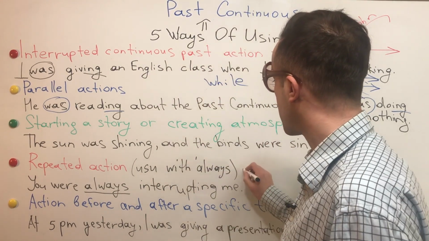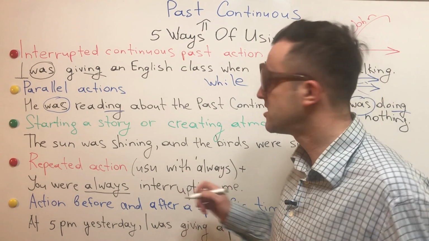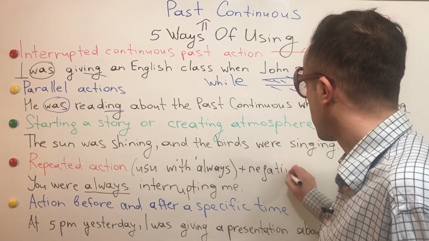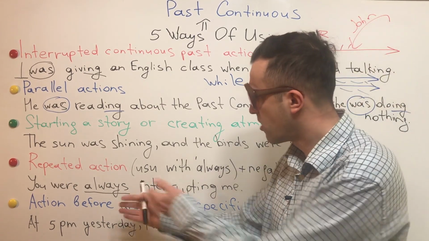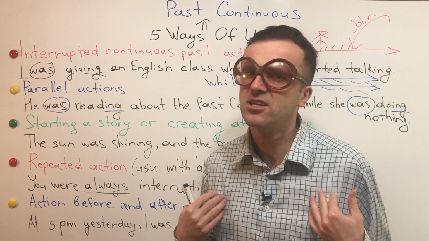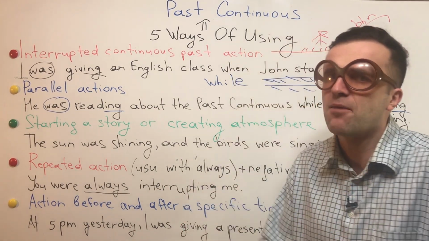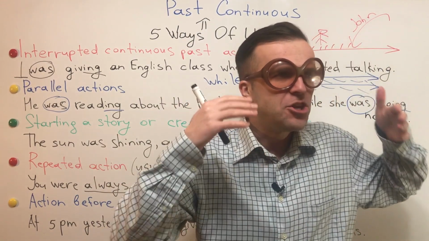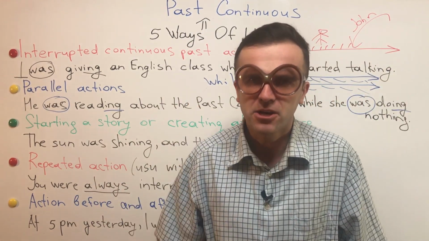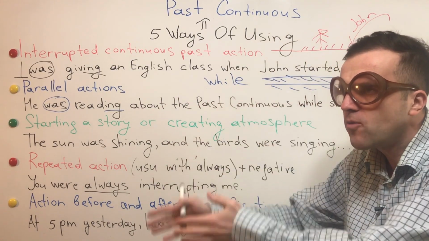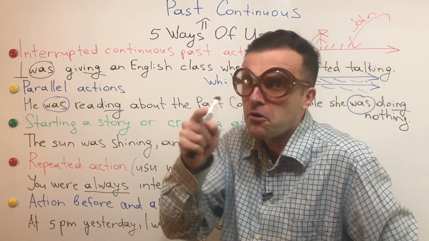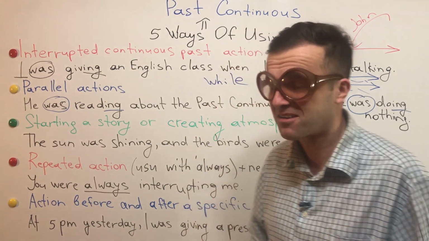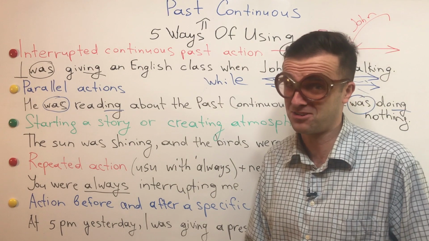And plus it has a negative connotation, so negative. It's not a positive sentence. You were always interrupting me. That's not a positive thing for me, okay? Or for example, you were always leaving the dishes in the sink, okay? Or you were always complaining to the principal, school principal, about me, about poor me. I don't need that.